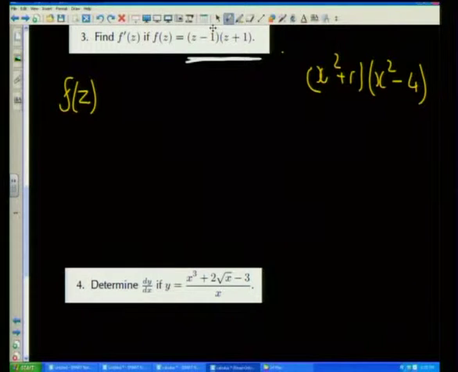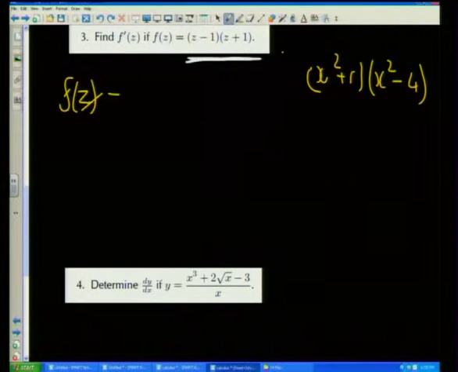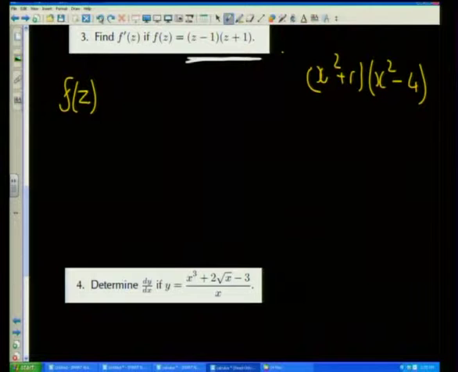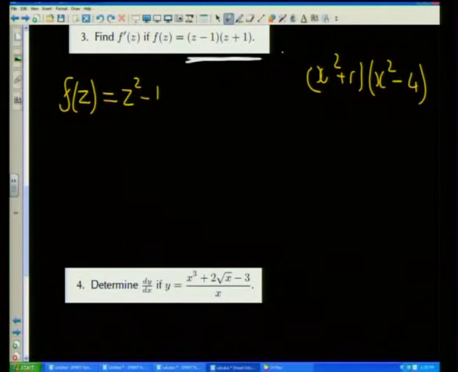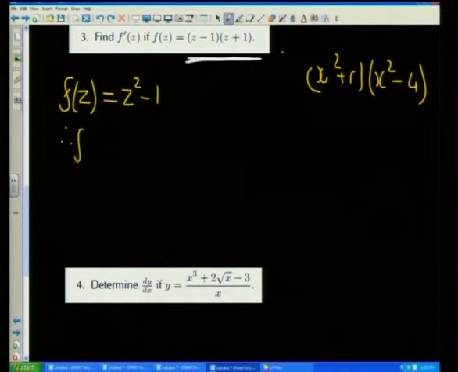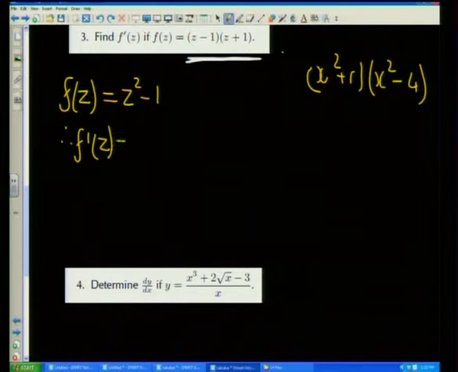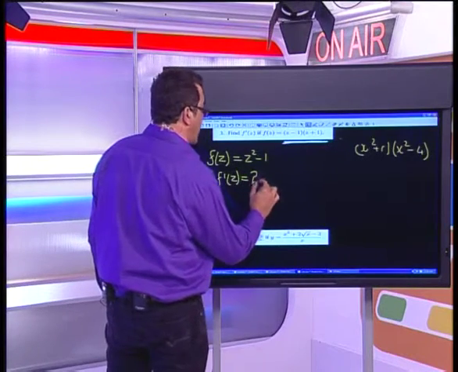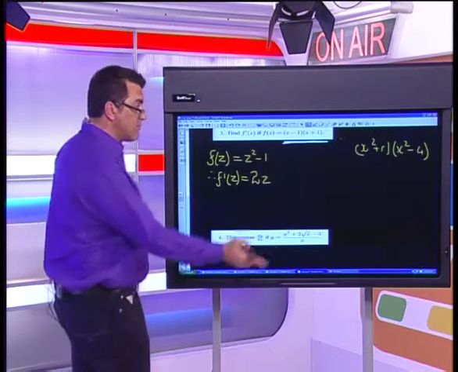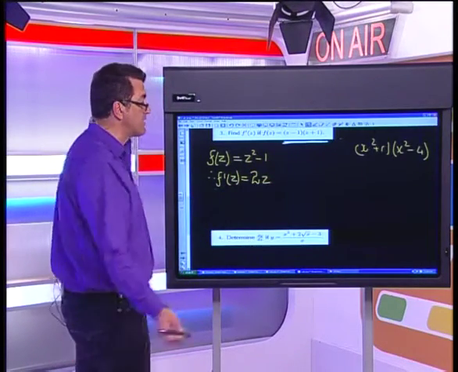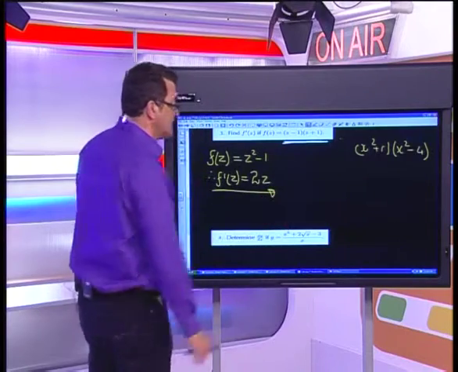Okay? If I multiply that out, I get z squared minus 1. It's the difference of squares. Therefore, my derivative with respect to z will be, now let's see, term by term differentiation. The derivative of z squared is twice z to the power of 1, and the derivative of the constant minus 1 is 0. So my derivative is done.